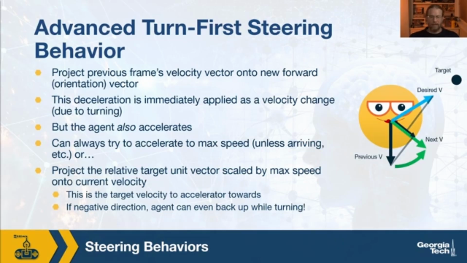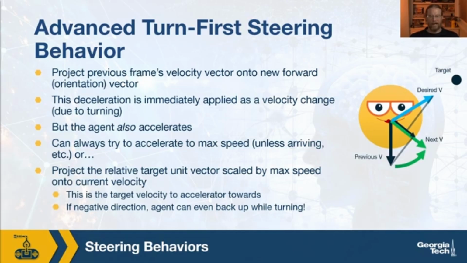And this is something that you might desire. So you tune the parameters of the agent to get the effect you want. You can have the agent just always trying to accelerate to regain the lost speed that was induced by the turning, or you can further refine the acceleration by comparing the desired target direction to the current facing direction. So we can perform another projection.